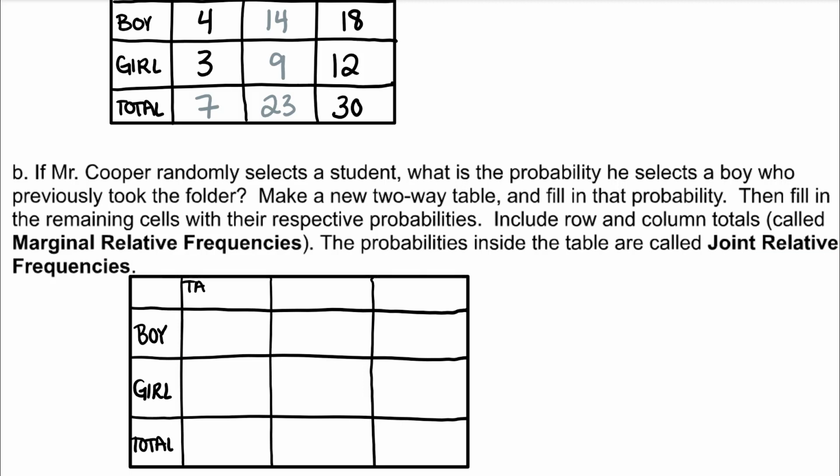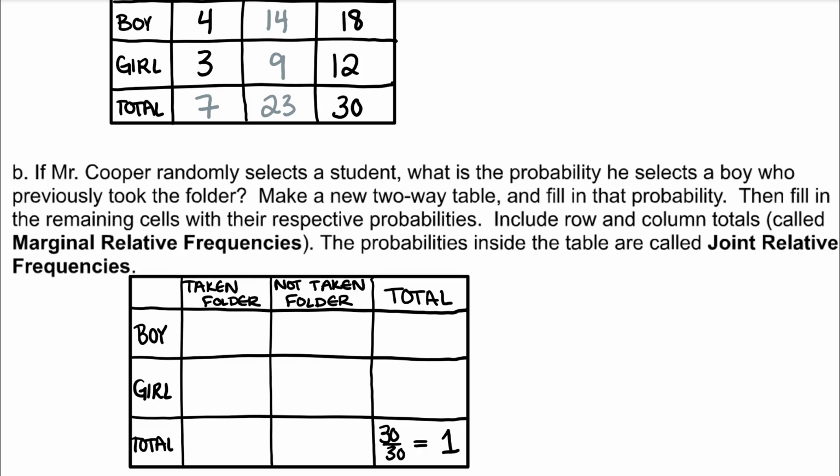So we'll recreate our two-way table from part A, but this time, instead of putting the amount of boys who have taken the folder in the box boys taken folder, we need to put the probability that a boy has taken the folder in this box. When making a two-way table to display probabilities, the total is going to be 1 because the probability of the entire sample space is 1, or 100%. That would be 30 out of 30 students.